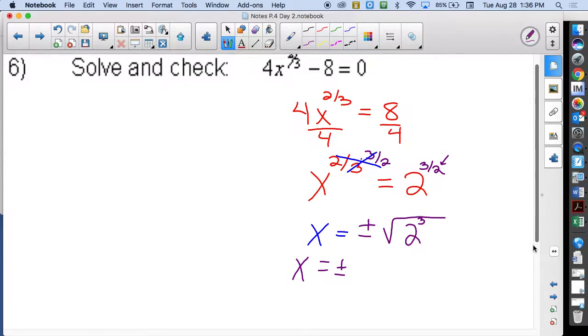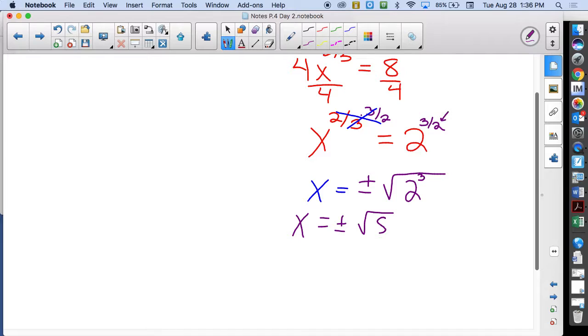So 2 cubed becomes the square root of 8. And then what's the square root of 8? Chelsea? 2 times the square root of 2. Yeah, 2 times the square root of 2, with a plus or minus of it. No calculator necessary, at least for that part.